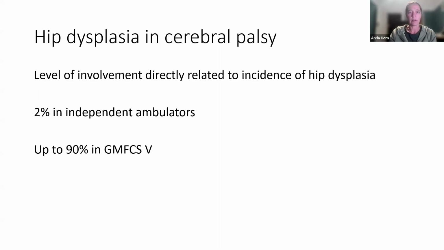So we're going to start and focus on hip dysplasia for a while because it is such a pertinent topic in this population. The severity of the CP is directly related to the incidence of hip dysplasia. So it is virtually unheard of in your ambulant CPs, mostly, or as low as 2% of them will have hip problems. And this is predominantly in the type 4 hemiplegics, which are the most severe form of hemiplegia that have hip involvement as well. But it can be as high as 90% in certain reports in patients who are GMFCS level 5.